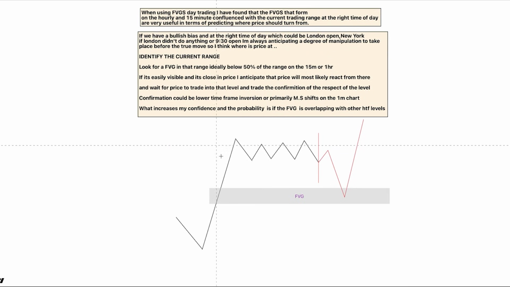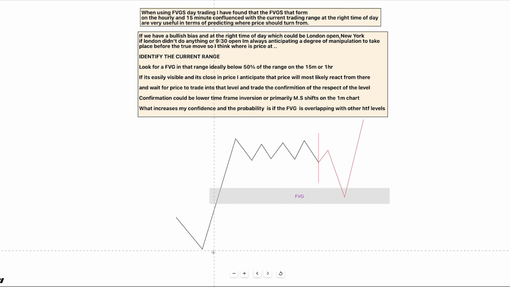And obviously this is a visual illustration of it right here. So what do we do? We identify the current range from where price is currently trading. Price is trading around here at the key open. This is what's marked on this red line. That's a key opening time. Could be the London session, could be New York or the 9:30 open. I look at what the current trading range is that I'm trading in.